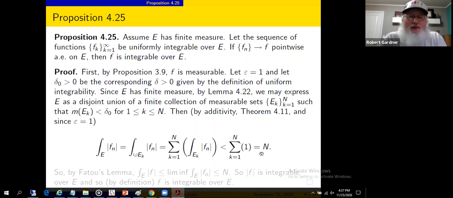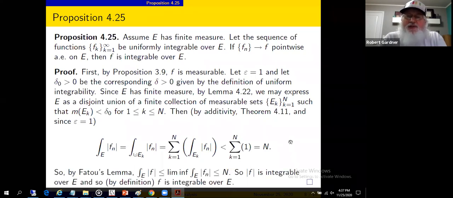So we get this capital N as a bound on the integral over E of each of the f sub n's. All right. I think each of the f sub n's are going to be integrable. It's showing f is integrable that we need. So we need to take a limit. The limit of the absolute value of the f sub n's is the absolute value of f.